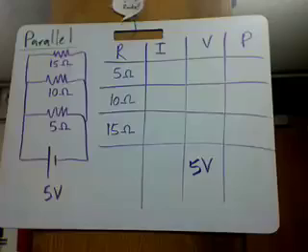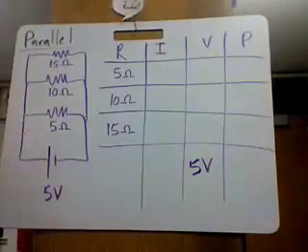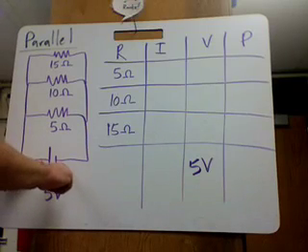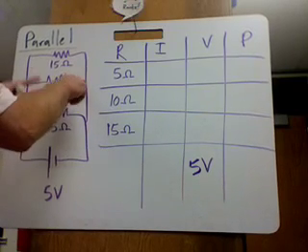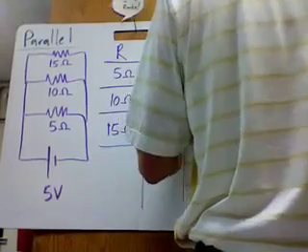And then, what could I do now? Well, we could do a couple different things. You know that in a parallel circuit the voltage is always the same. Remember, voltage is across. So if I have 5 volts across here, I have 5 across there, 5 across there, 5 across there. So I could plug in 5 volts, 5 volts, and 5 volts.